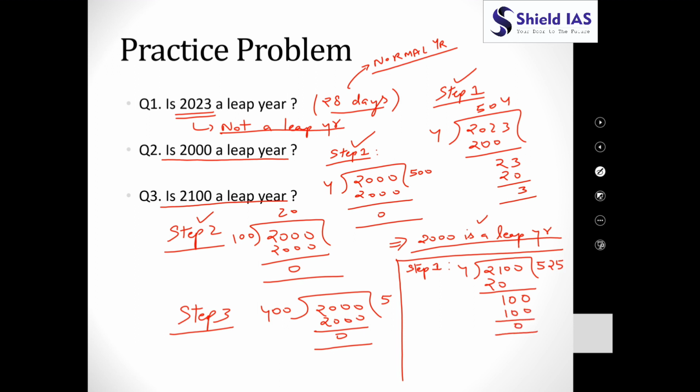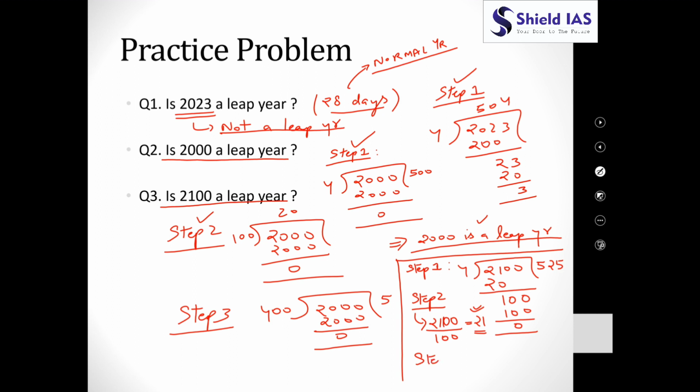Yes, it is divisible by 4, right? So next we would see whether it is divisible by 100 or not. So step 2, yes, 2100 is divisible by 100 and comes out to be 21. Yes, so it is evenly divisible by 100, right?